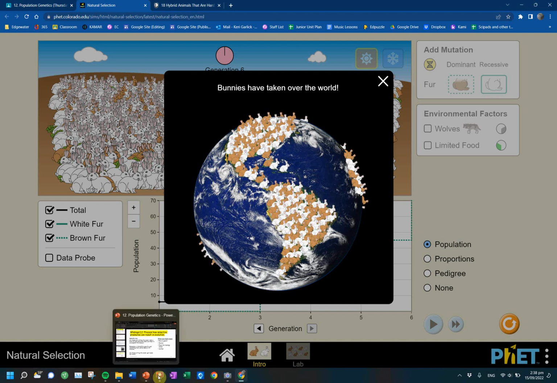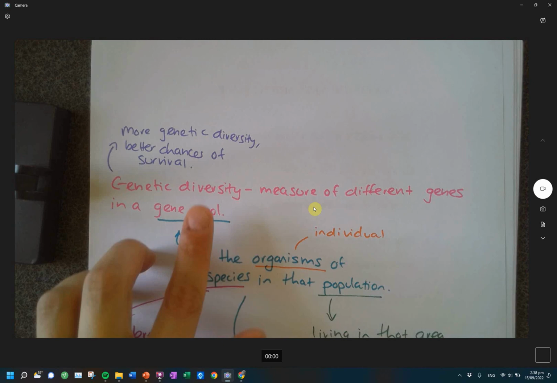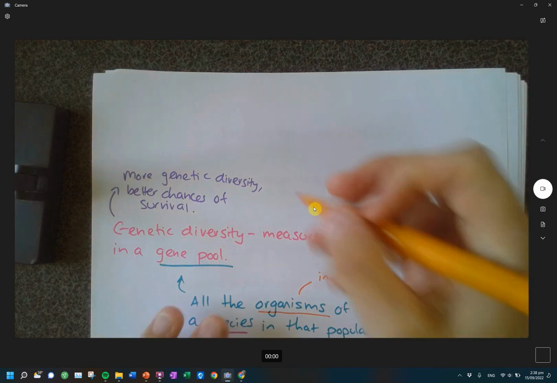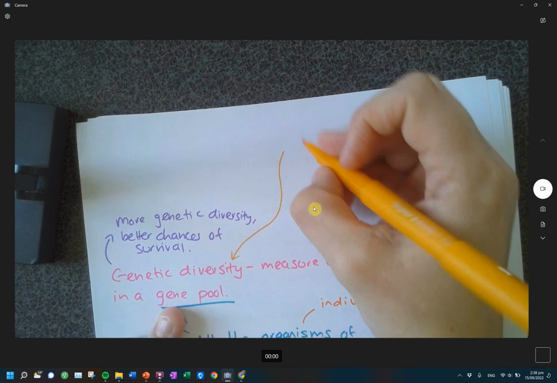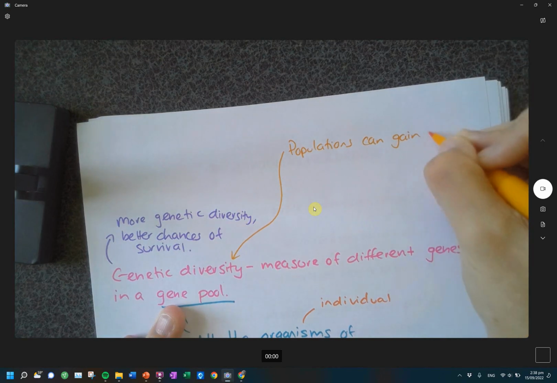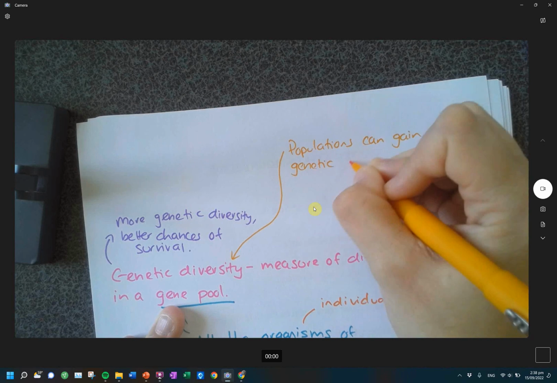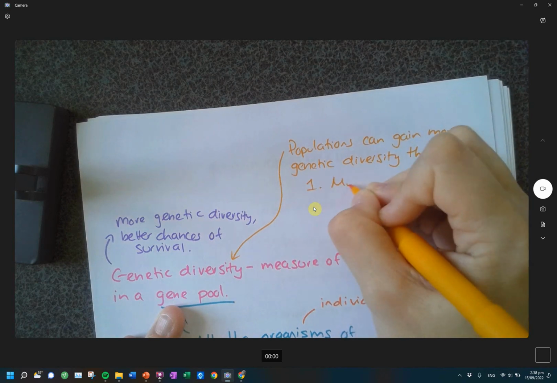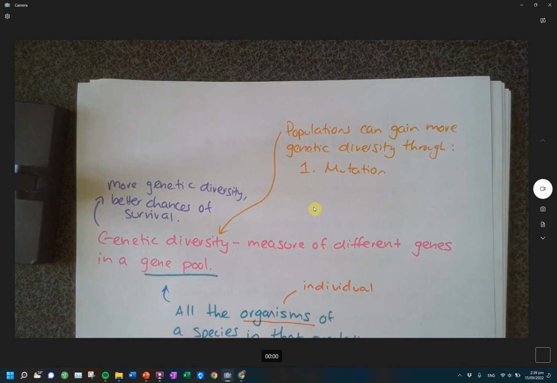All right, I'm going to backtrack to the notes so we can add some stuff. When we're thinking about genetic diversity, we get it through multiple ways. One way is through mutation. So populations can gain more genetic diversity through, the first one, mutation, which we saw in the molecular section of this topic. A mutation creates a new allele. That's how things like blue eyes have occurred. We good so far?